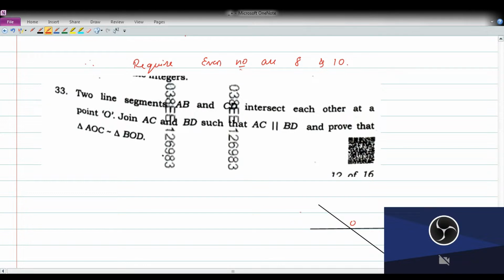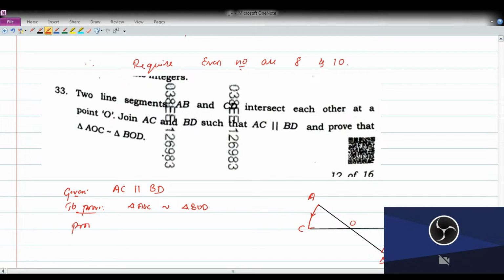AC, so let us take it as AB, let us take it as CD. So what is given? This AC is parallel to BD. This and this are parallel, right? Join AC and BD such that AC is parallel to BD. Prove that triangle AOC and triangle BOD, these two are similar triangles, we have to prove that. For that, what is given? AC is parallel to BD. To prove, I need to prove triangle AOC is similar to triangle BOD.